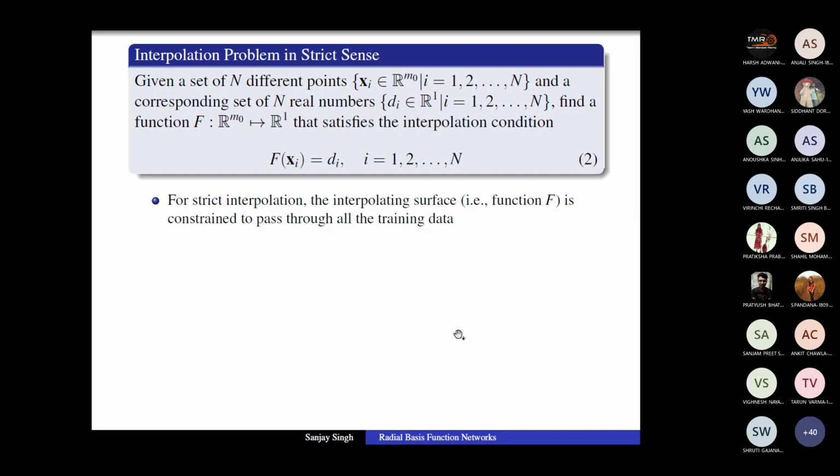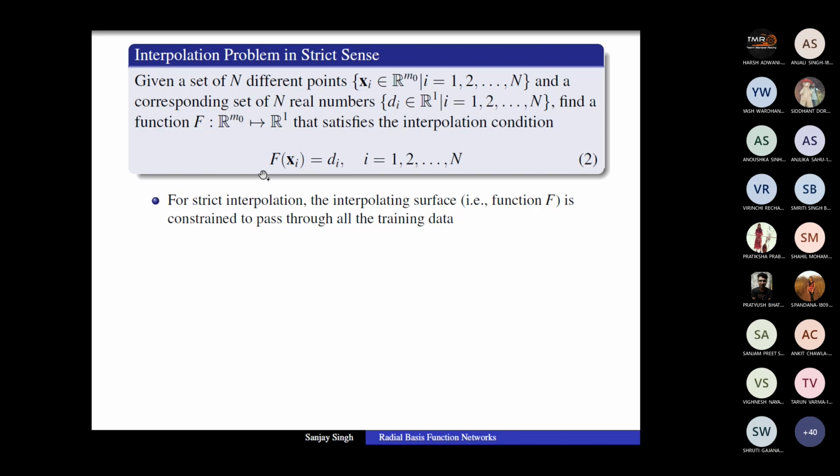Let's say, given a set of n different points, xi, where i varies from 1 to n, each xi is of m0 dimension, and a corresponding set of n real numbers, that is the desired output corresponding to each xi, is di, which is one dimension. Now we are required to find a function f from R^m0 to R^1. This function takes m0 input attributes and produces one output, and it satisfies the interpolation condition. That is, when I give this xi as an input to this function, I should get the output di, and it should happen for all.